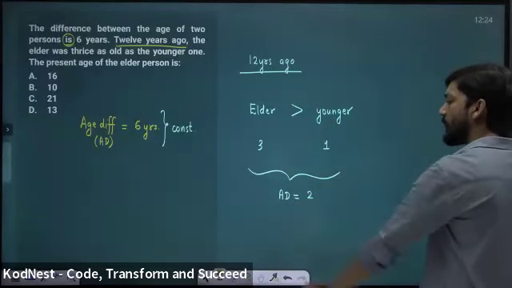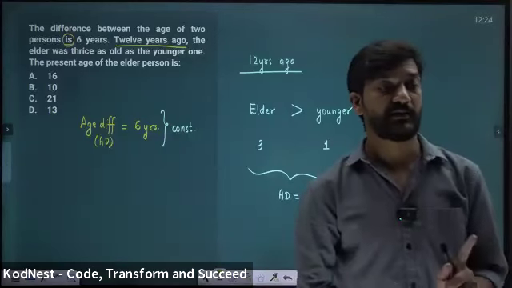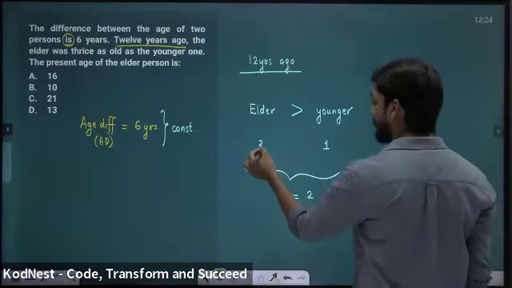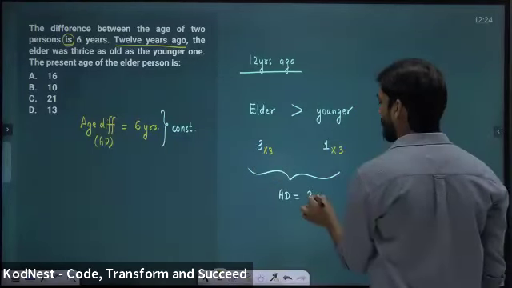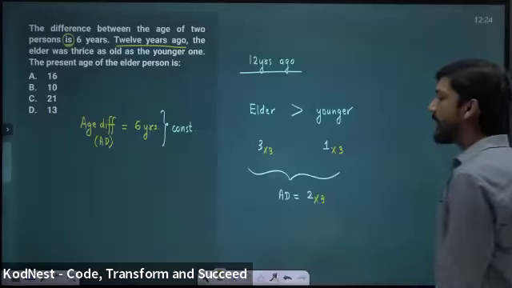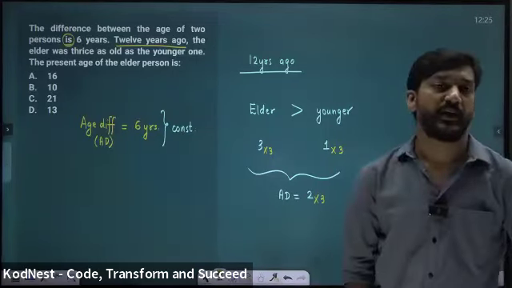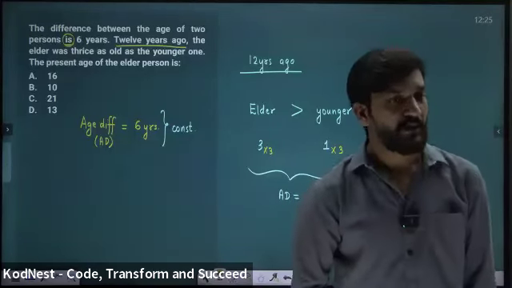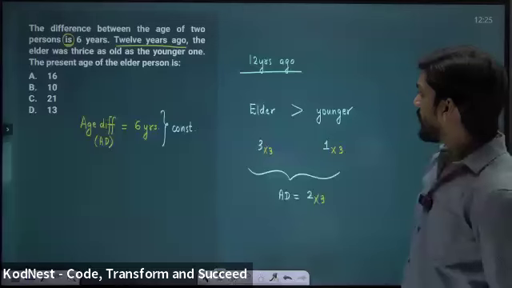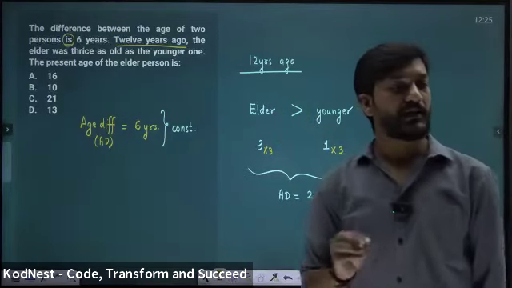So what should I multiply to get 6? 3. Okay. So 3 you will be multiplying. Is the age difference 6 now? Please check once again. Okay. Now, will you say the age of elder person is 9 years? Will you say 9 years answer?